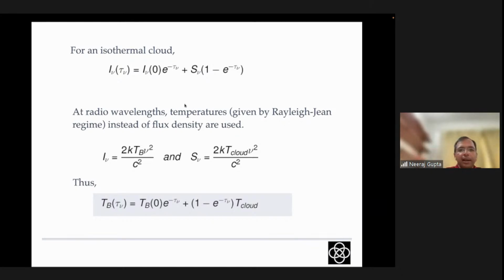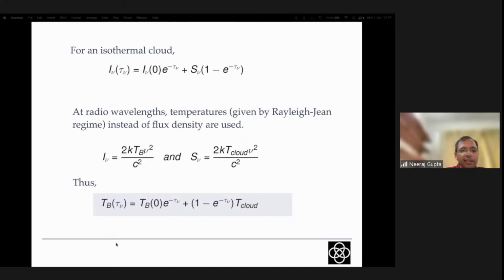One more approximation that we can make is that at radio wavelengths, we can use what is called the Rayleigh-Jeans approximation of the Planck equation, and we can write the specific intensity in terms of temperature, which we call the brightness temperature. So I'm introducing another term here: brightness temperature. But this is not to be confused with the temperature or the kinetic temperature of the cloud at all. I'm just rewriting specific intensity in terms of a temperature using the Rayleigh-Jeans approximation. There can be situations when this temperature becomes equal to the kinetic temperature of the cloud, but in general not. So let us not confuse the two.